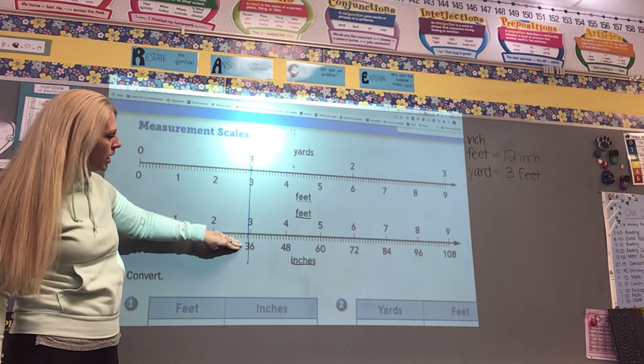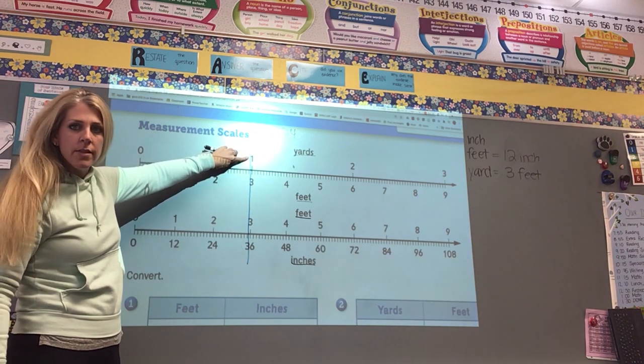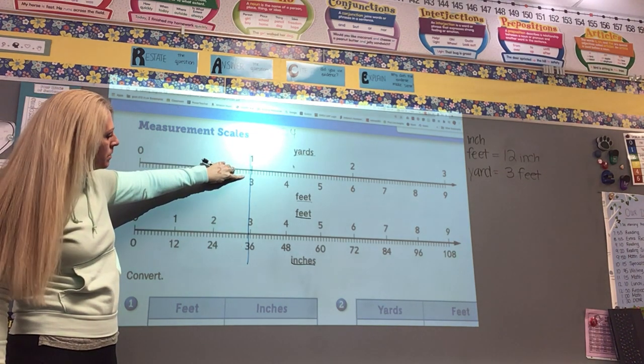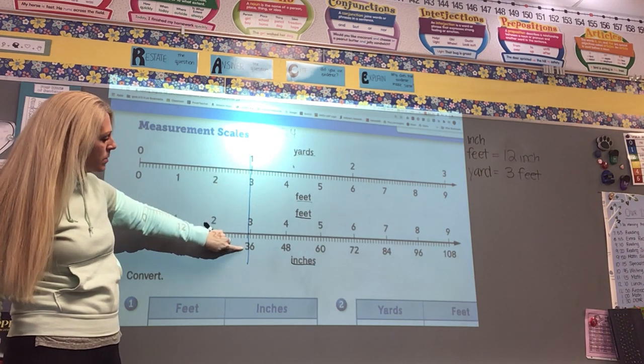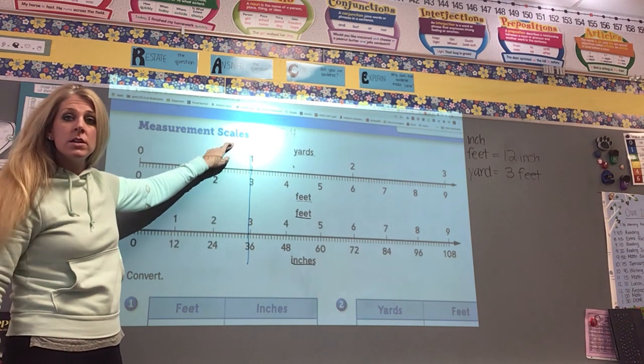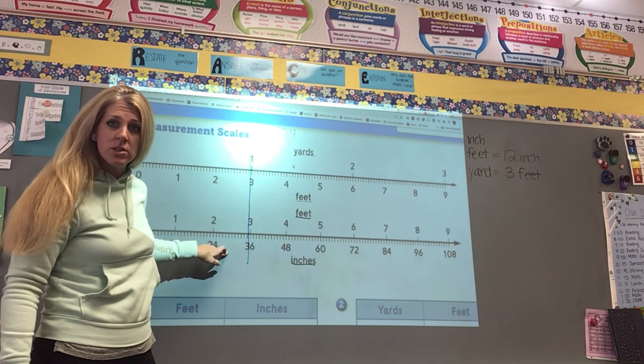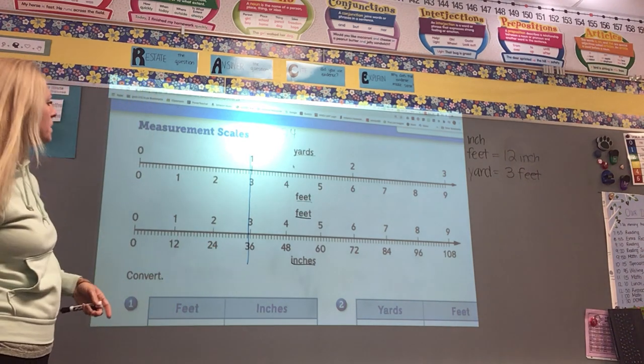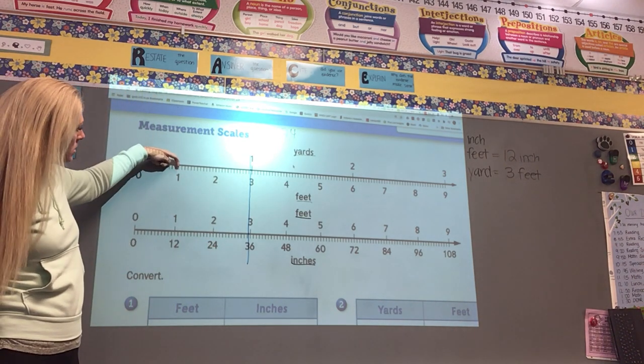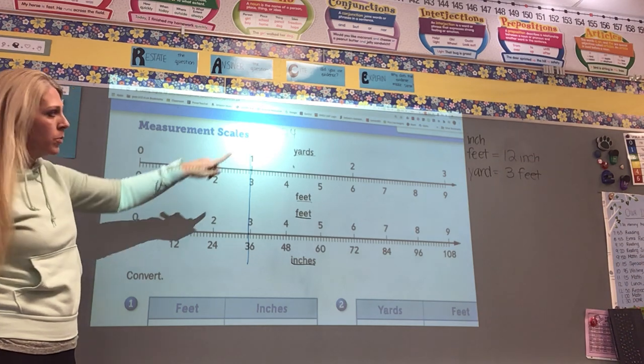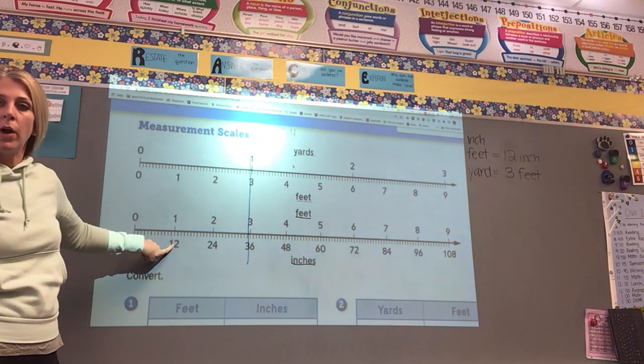So I know my conversions over here, but I can also see what that looks like on my number line. When I have 1 yard, that's the same as 3 feet. That 3 feet is the same as 36 inches. So we could say 1 yard is the same as 36 inches. It means the same thing, okay? I can also look at 1. We said a moment ago that 1 foot is equal to 12 inches.